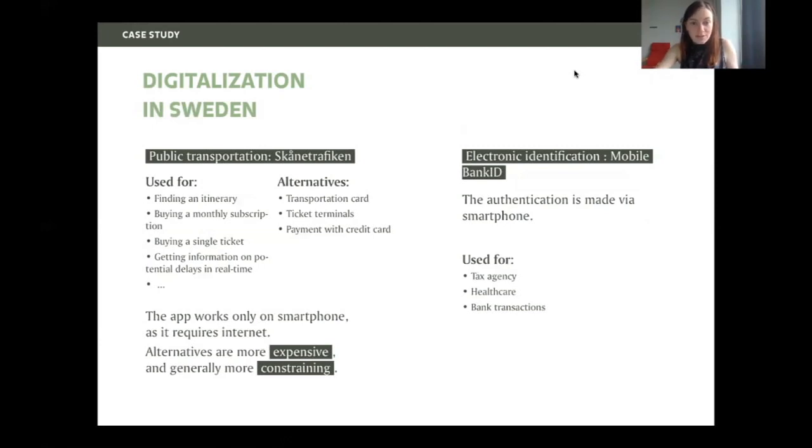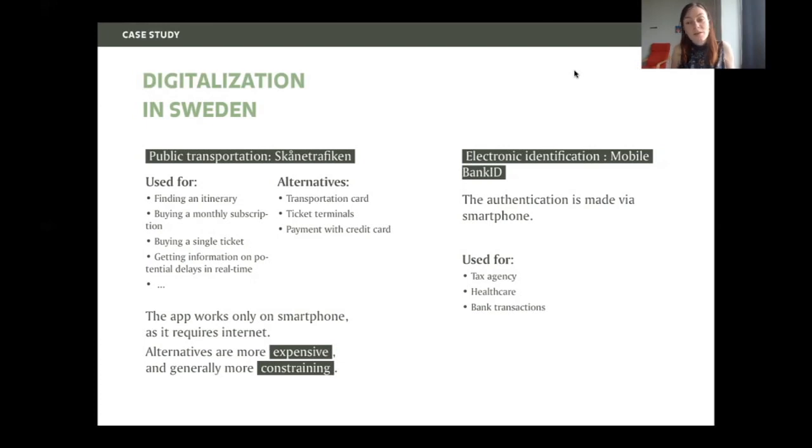About Sweden in particular, I tried to focus on two different digitalized public services, public technologies related to public services. The first one is a public transportation app, which is called Skånetrafiken. And the second one is the electronic identification, mobile Bank ID. Skånetrafiken is a mobile app that can be used for finding an itinerary, buying tickets, or even finding live information, such as exactly where the bus is right now in the city.